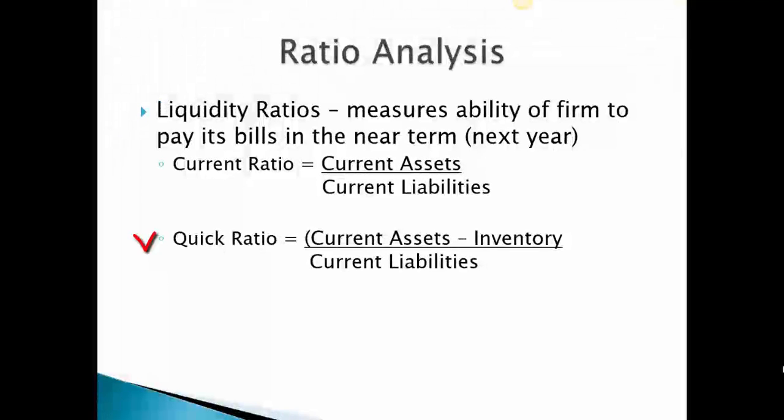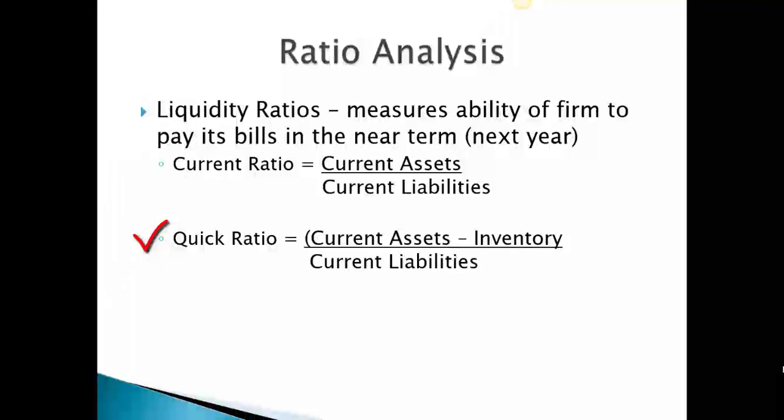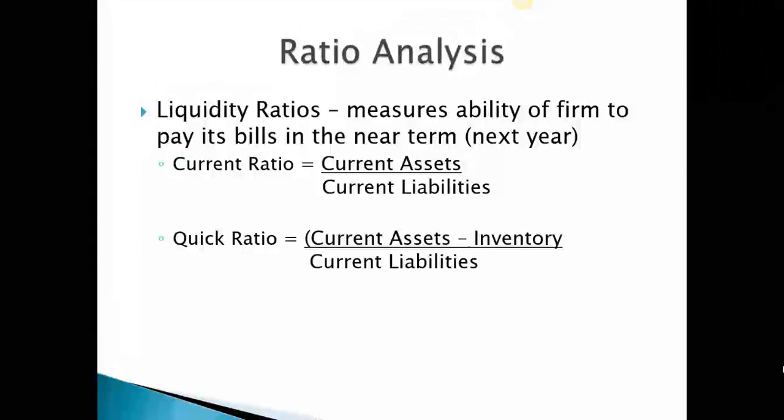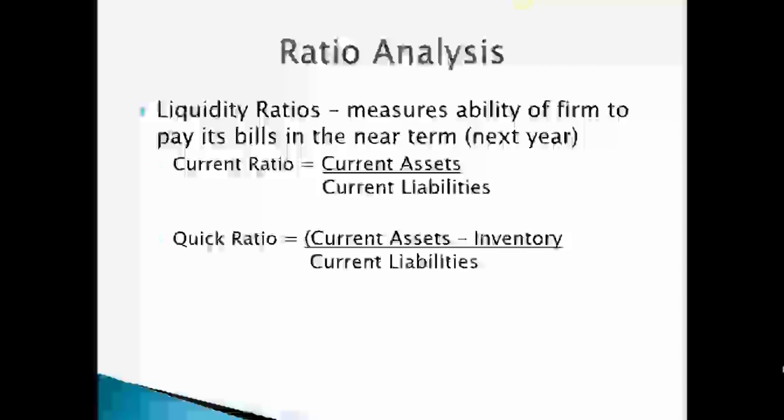The quick ratio is very similar, except we're going to take out that part of current assets that is the least liquid. So inventory is the least liquid piece. We're still left with cash and accounts receivable. Those are kind of the 3 main current assets. So current assets over current liabilities, and then current assets less inventory over current liabilities.